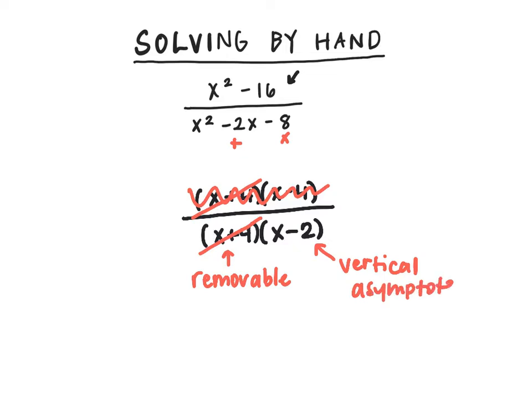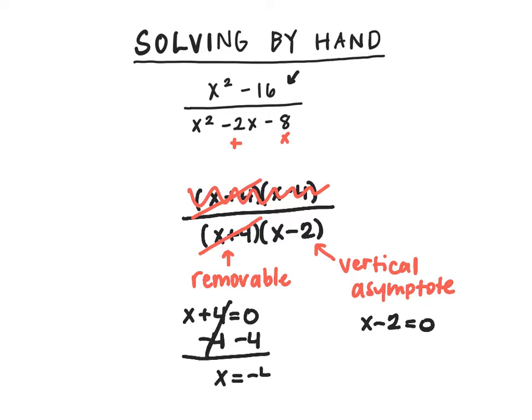Y'all, a lot of us got to this point, but we did not finish. So here's how we finish this. We need to set each factor equal to 0 and solve. So when I'm thinking about my removable, I have x plus 4 equals 0. So I'll subtract 4 from both sides, and we have x equals negative 4.